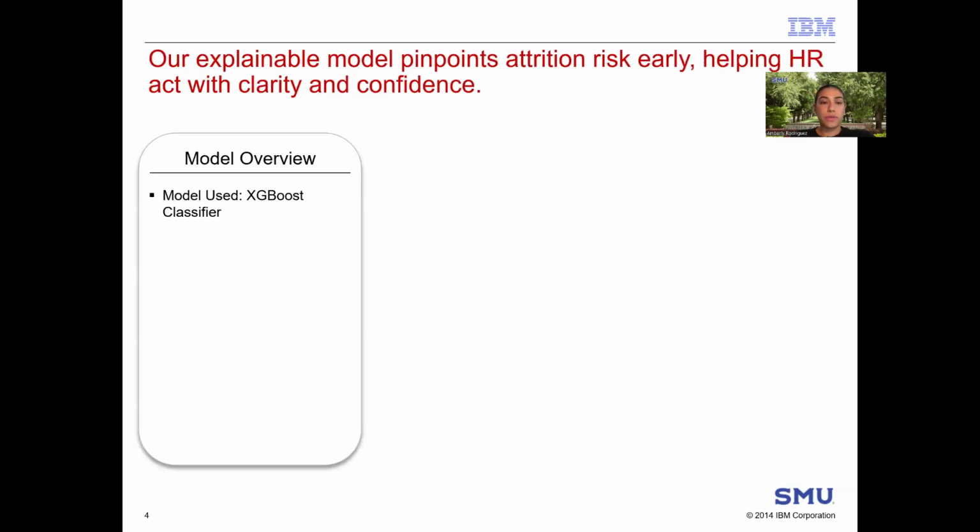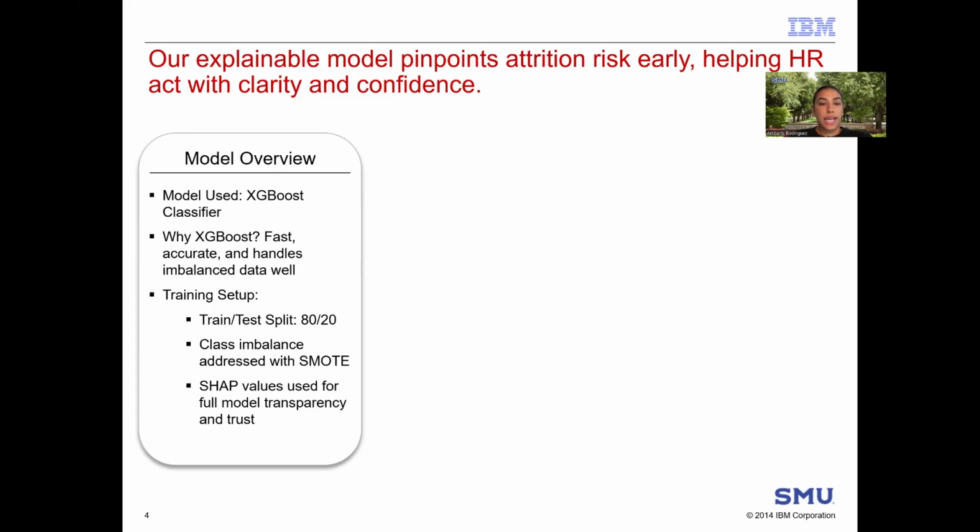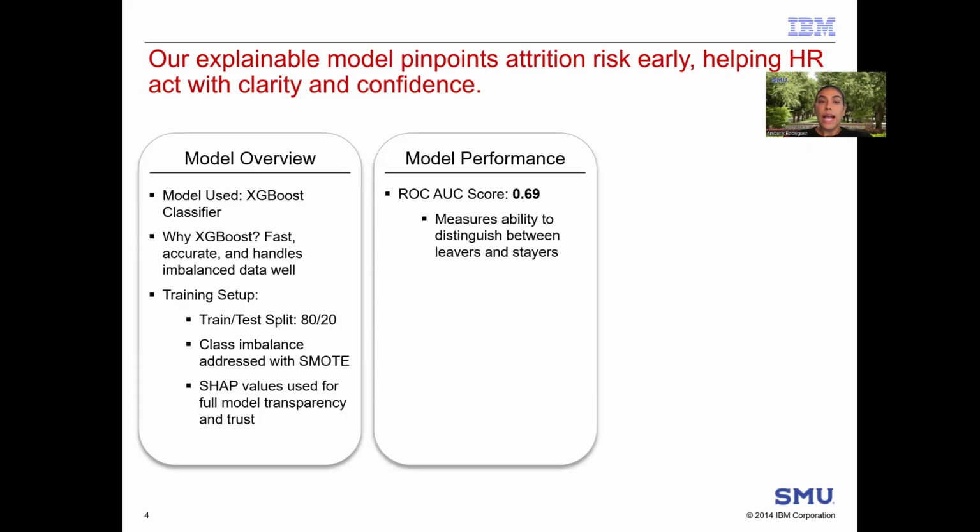So for our model, we use XGBoost classifier, and we did this because it's very accurate and it handles imbalanced data very well, which is what we were working with. Our setup was 80-20 train test split. Again, we handled the class imbalance with SMOTE, and then again, we use SHAP values for full model transparency and trust.